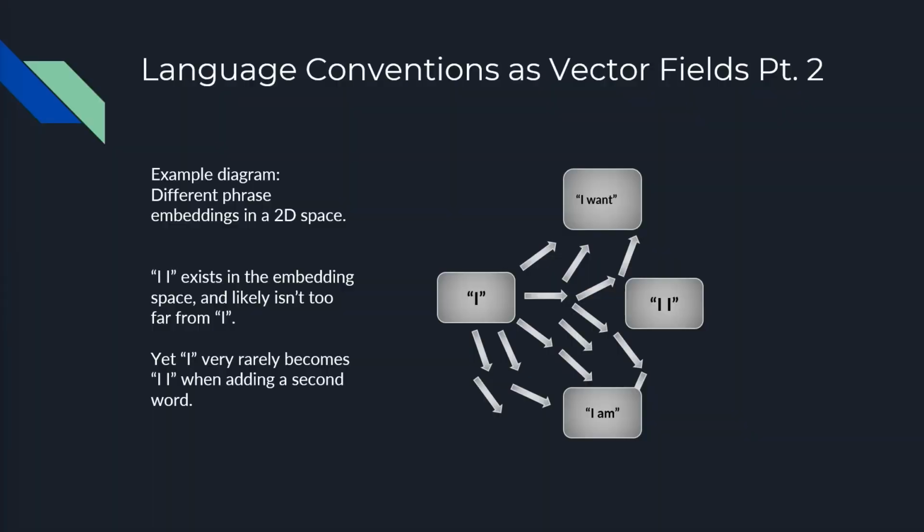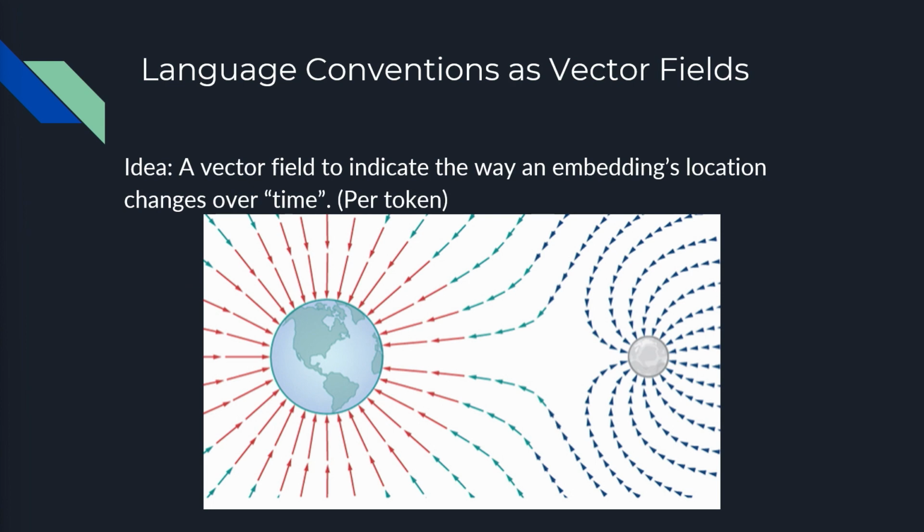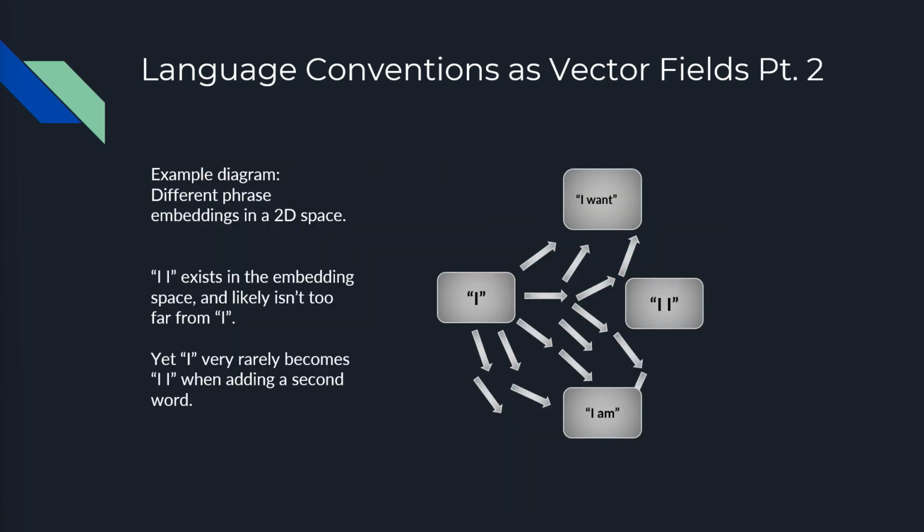We have this for physics, and the idea is that it would be very convenient if something like this existed for words in embedding space. And here's an illustration of how that would work, similar to how the arrows were pointing to where an object might go. You can see here that the phrase "I I" exists in embedding space, but you're very rarely going to get there, because it's just not a sequence that you see much in normal English. So you can almost imagine that there's some force repelling the dialogue away from that, or some force dragging it towards more common continuations of the word I, like "I want" or "I am."